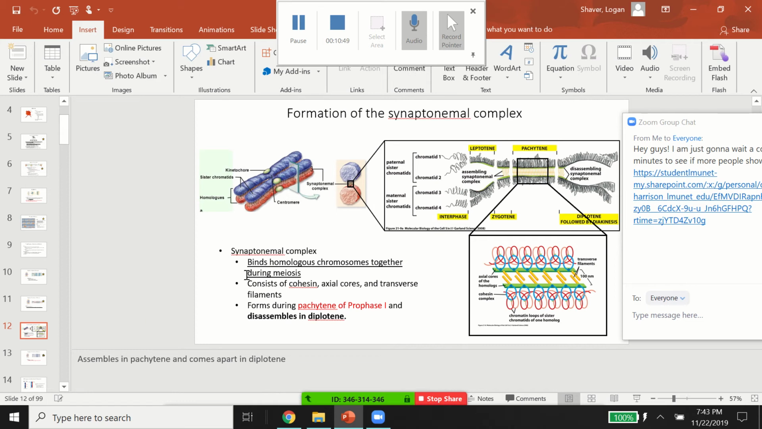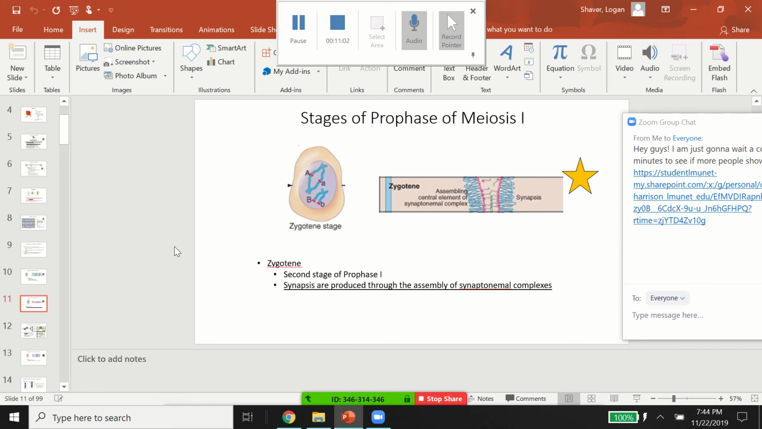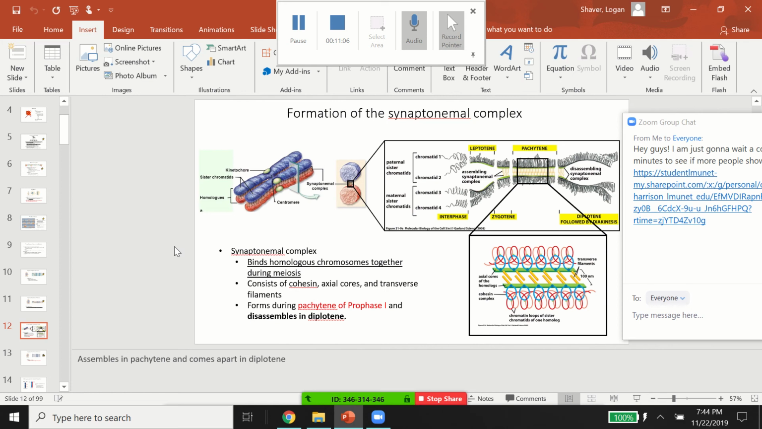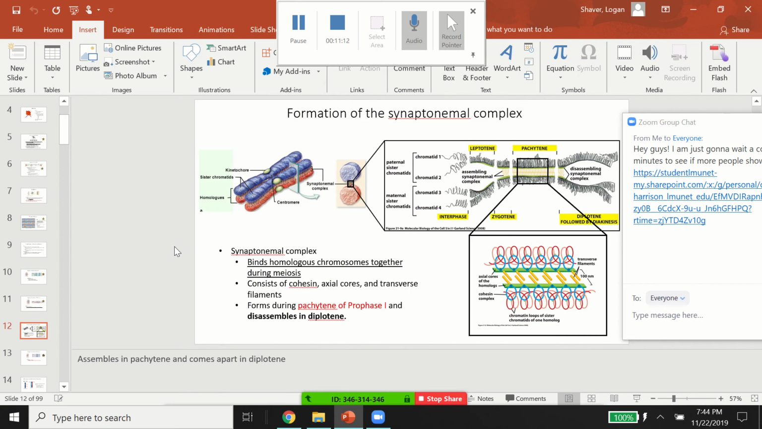But what is it exactly? It binds the homologous chromosomes together. That's what the synaptonemal complex does. So you remember how in leptotene they pair together, but they're not truly put together, stacked onto one another, until this whole synaptonemal complex occurs in zygotene. So that's what's happening there.